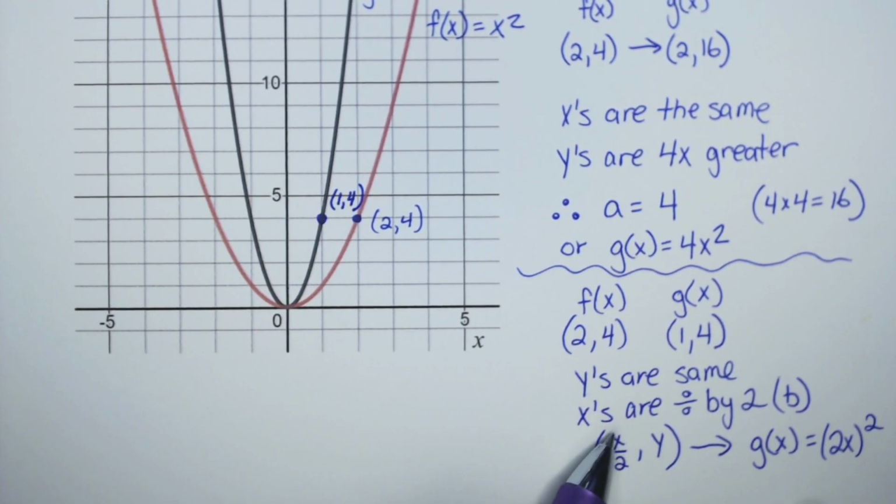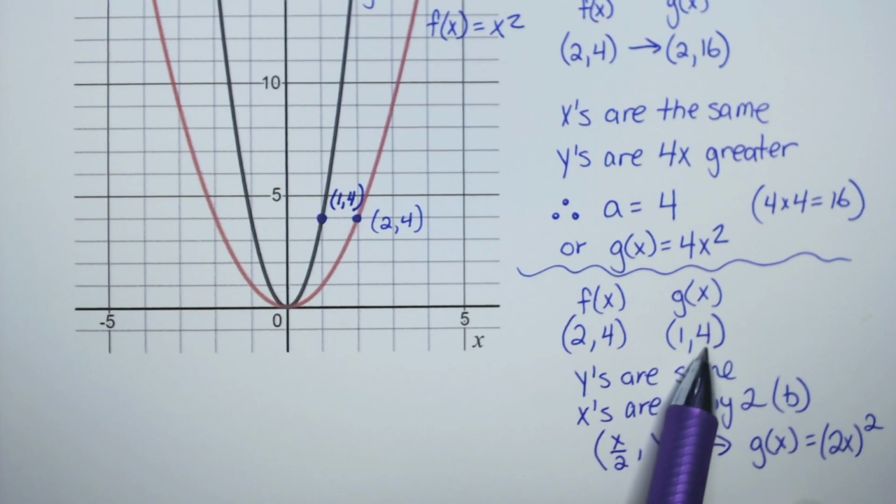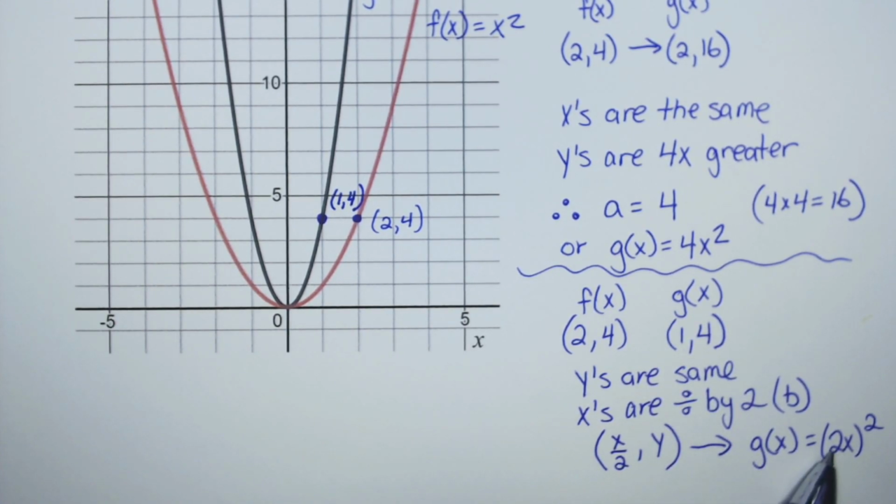So our new coordinates will be (x divided by 2, y) to get this g of x. And therefore, g of x is equal to (2x) squared, where b, the value of b is given. Now remember, b is that 1 over b, so it's reflected here. What you have to do is put that bottom number in for b, and that will tell us to divide by it.